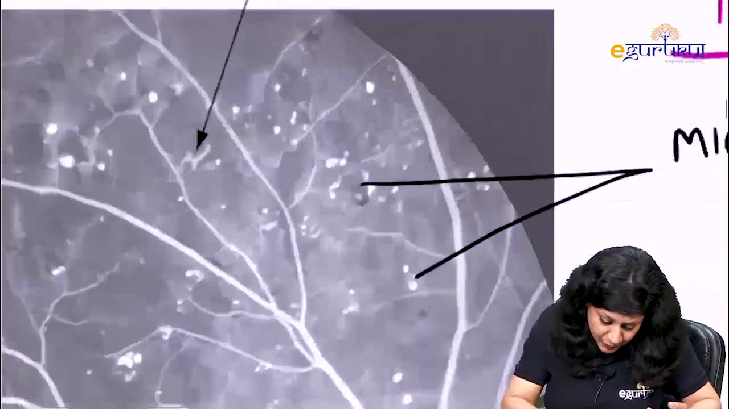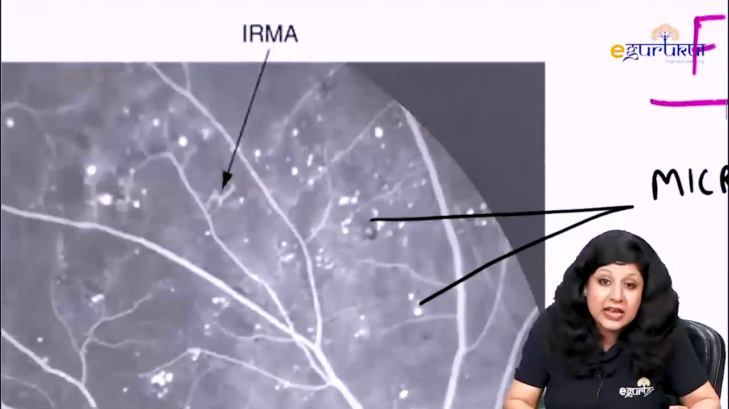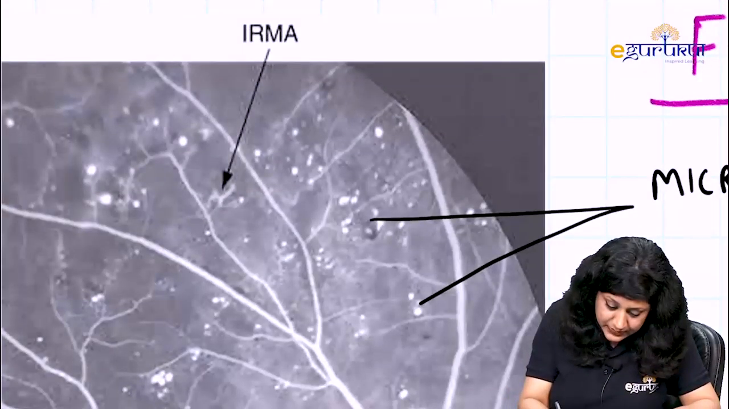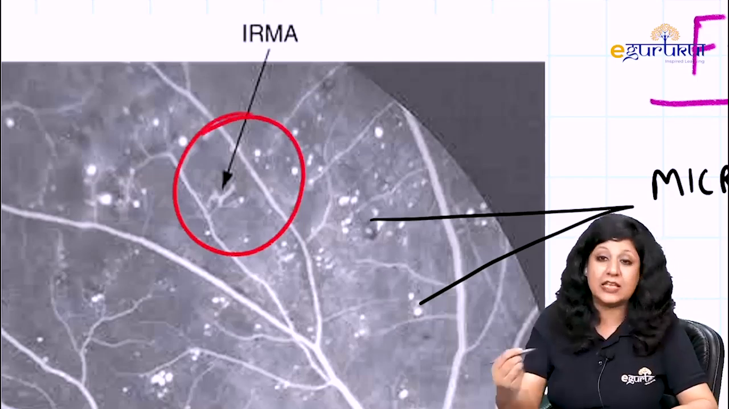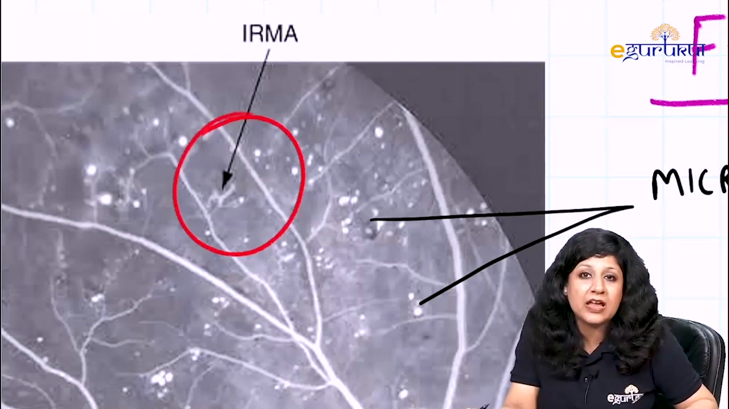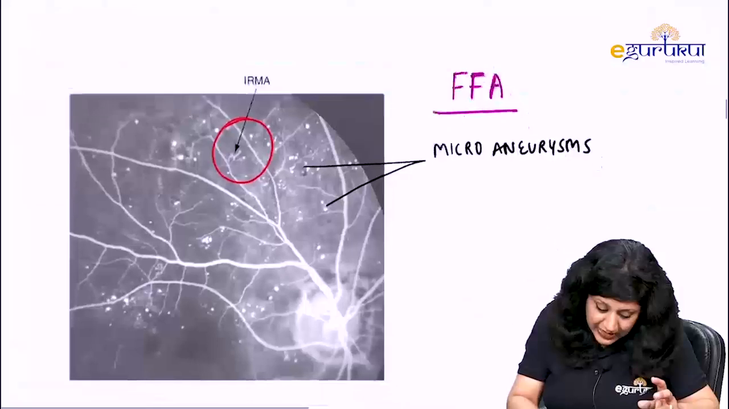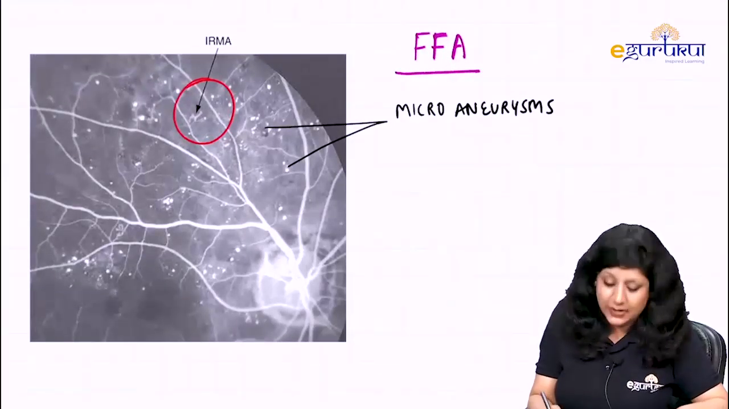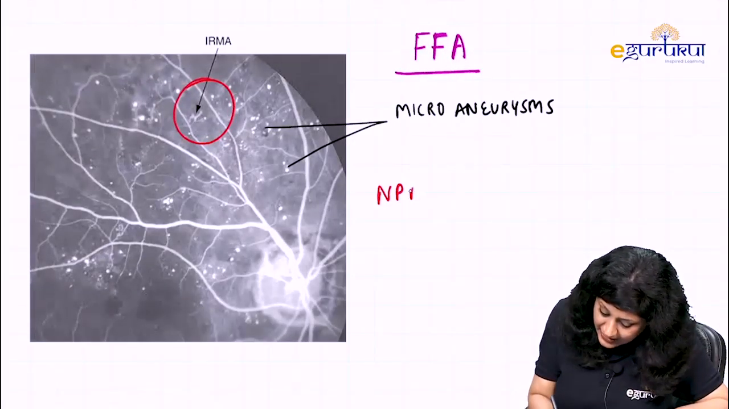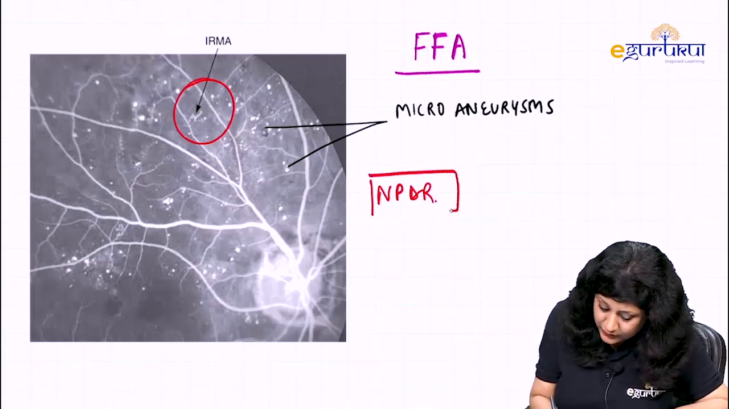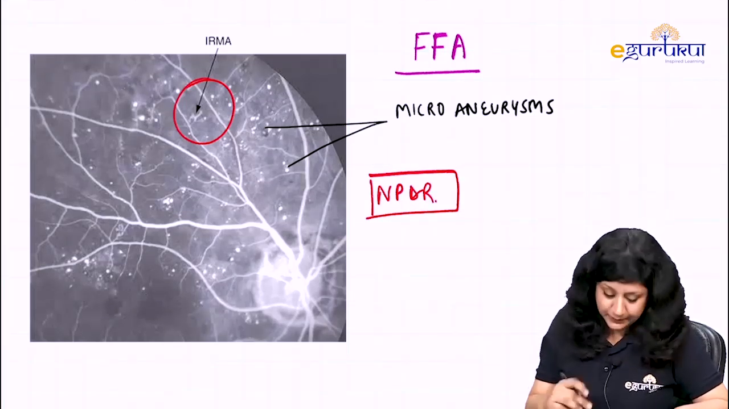And then you can also see here, this is the area of IRMA, where there is a communication between the artery and a vein. So because I have IRMA and microaneurysms, I can say this is the NPDR stage of diabetic retinopathy.